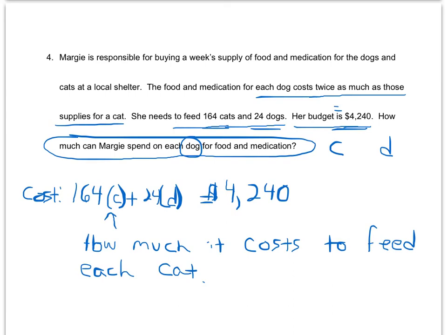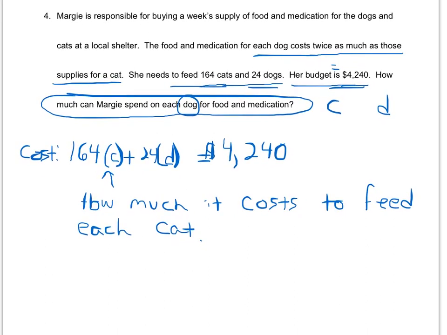All right, now if we look back up here, it's kind of tricky to see another equation in this because it's like, oh, well, I already dealt with all those numbers, right? Those are all done. But we did underline some key information up here. The food and medication for each dog, okay, cost twice as much as those supplies for cats. Okay, so what is more expensive to feed, dogs or cats? And I want you to write this above. Dogs cost more.